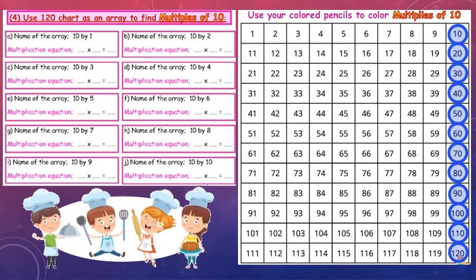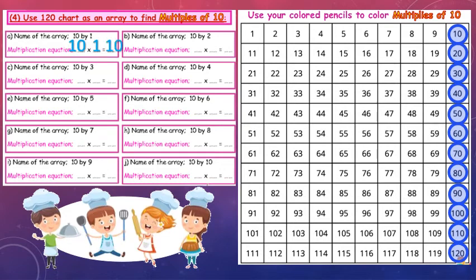What did you notice here? We notice that the multiples of 10 are in the last column on the right of this 120 chart, and its ones place is always zero. Its ones place is always zero, as we listened to before. Okay, then let's fill our multiplication equations here.